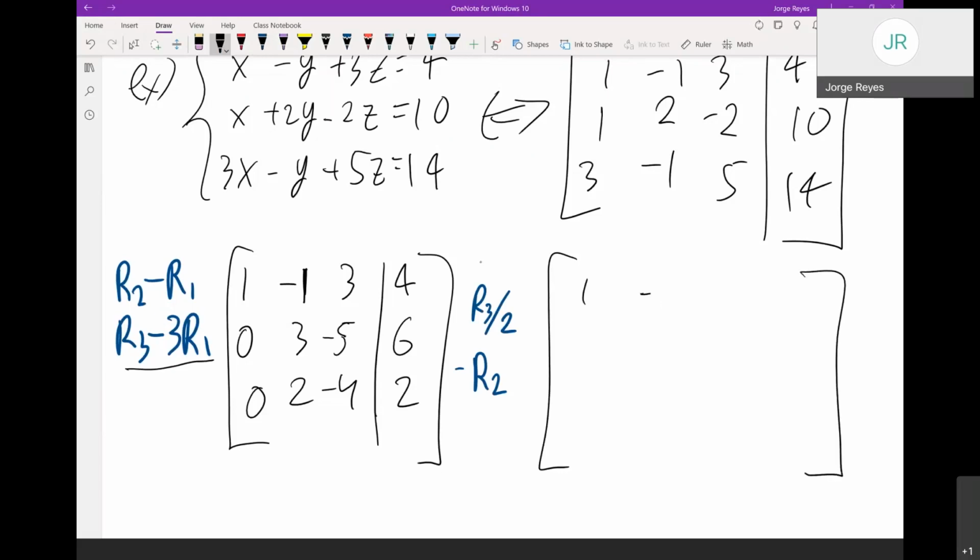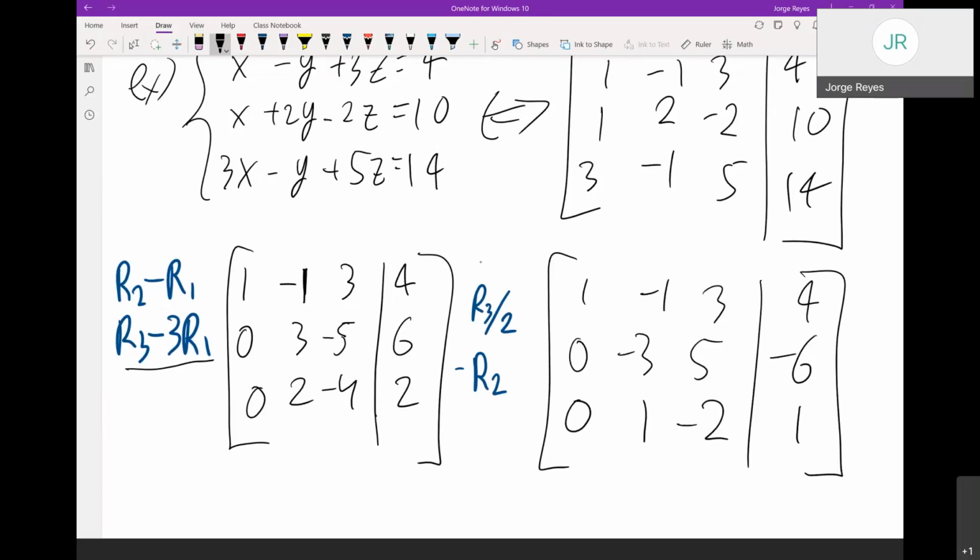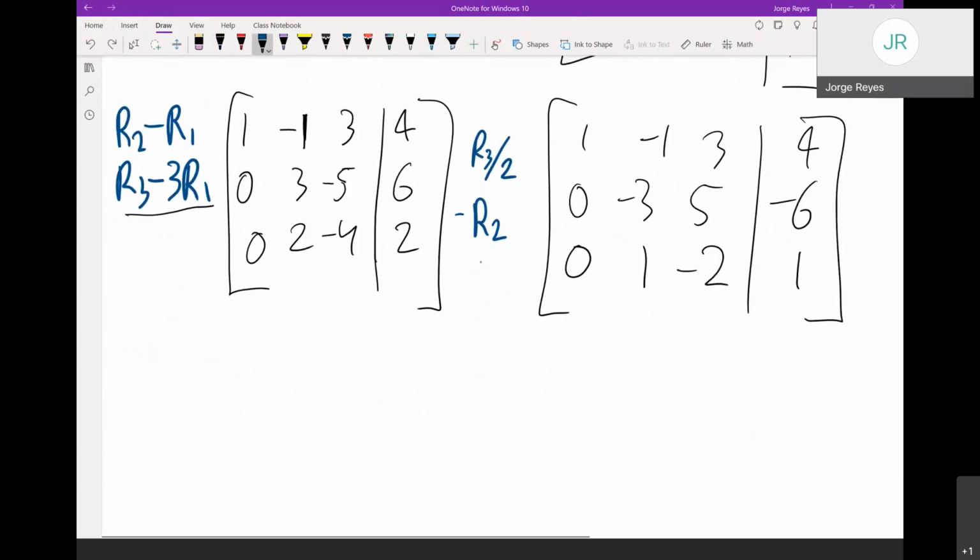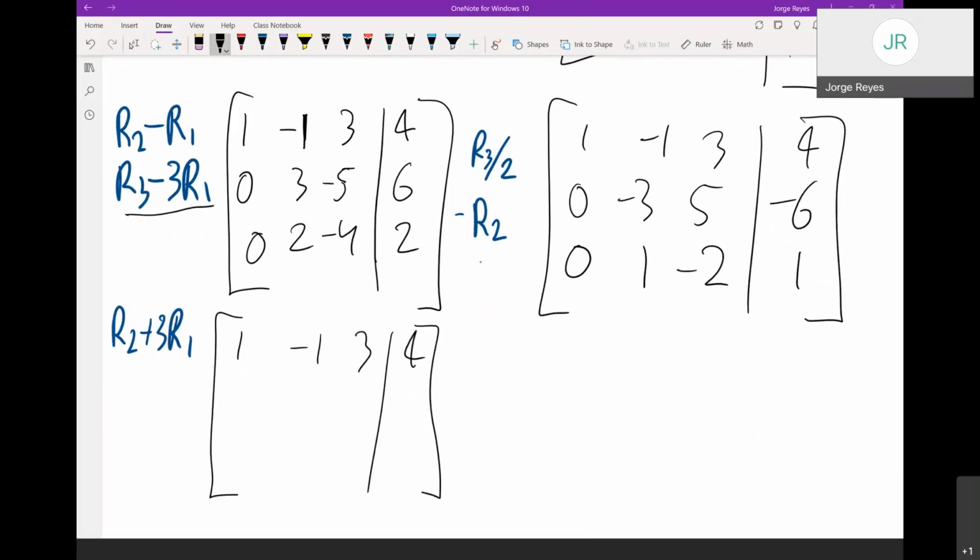So 1, -1, 3, 4. 0, -3, 5, -6. 0, 1, -2, 1. Okay. Now my next goal is I want to get this to be 0. So what I'm going to do is row 2 plus 3 row 1. Okay, so row 1 stays the same because I haven't done anything to it. Row 3 stays the same because I'm using it. This is going to be 0. All right, this is also going to be 0 because that's the point.